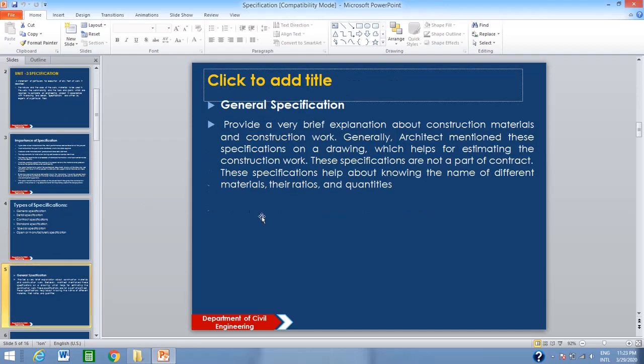The first one is the general specification. General specification generally provides a brief explanation about the construction material and construction. Generally, the architect mentions these specifications in a drawing, which helps in estimating the construction work. These specifications are not a part of the contract. This specification helps in knowing the names of the different materials, the ratios and quantities. This is in general, and the architect will write these specifications on the drawings.